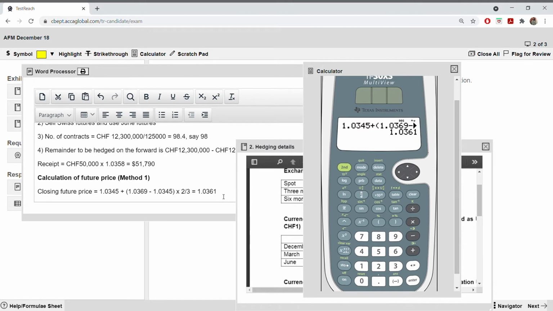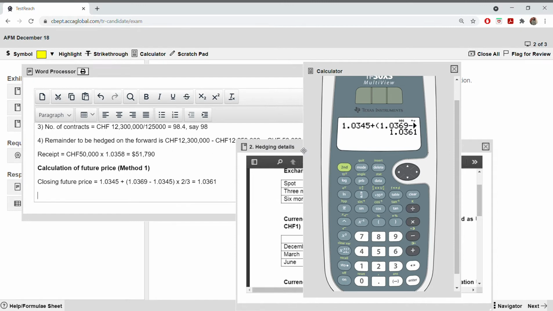So that means you just have to put the bracket. That's it. 1.0361. You have to use this rate and convert the receipt in future to what? To what? You have to convert to dollar. You have it in Swiss franc, right? Because in forward we converted this.